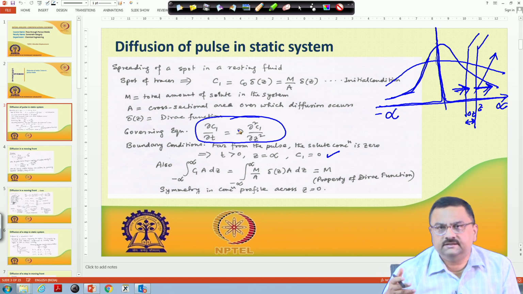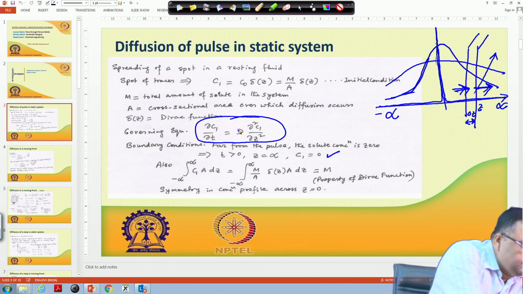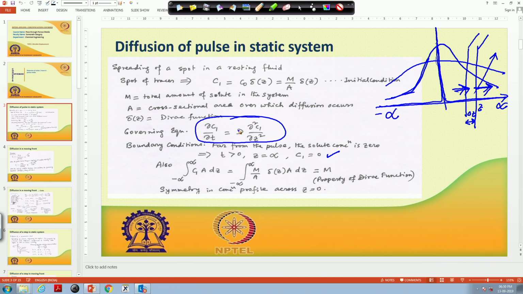So is this all right? You asked me to explain the Dirac function once again in case of miscible displacement. Yes, and so that is what is done. Yes, that is all I can think of as far as the answer is concerned.